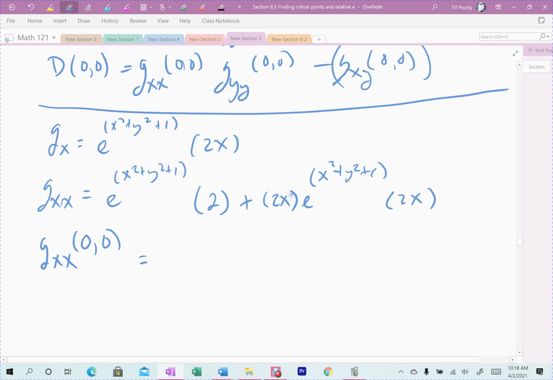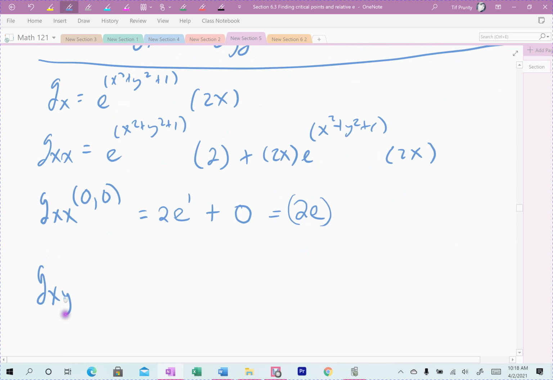And so when we plug 0, 0 into this expression, e to the first, times 2, plus, well, that zeroes out, because if I plug 0 in for x, that zeroes out. And so I'm left with a 2e. Now 2e is an ugly number, but it's still a number. So again, I have 2e.